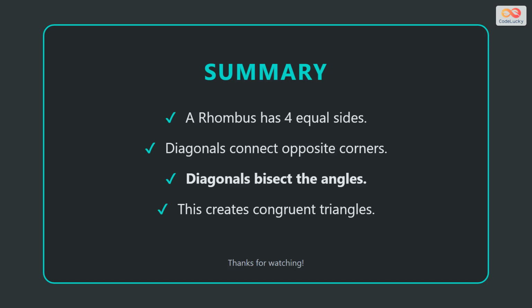To summarize what we learned today, a rhombus has four equal sides, and its diagonals connect opposite corners. Most importantly, remember that these diagonals bisect the angles at each vertex, creating congruent triangles within the shape.